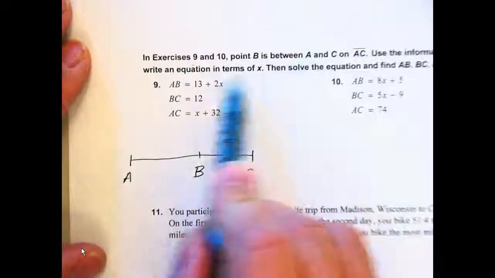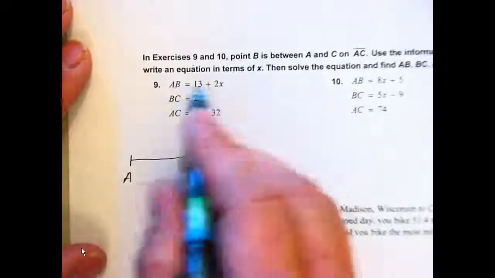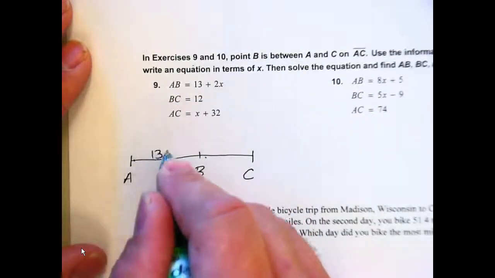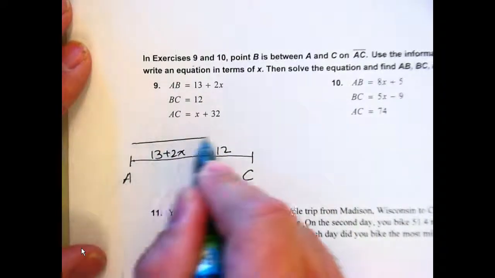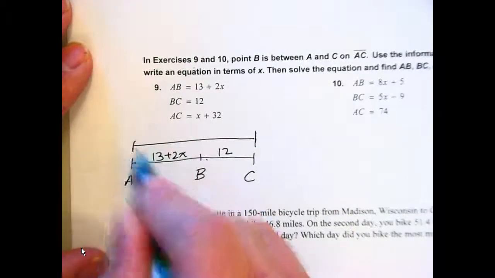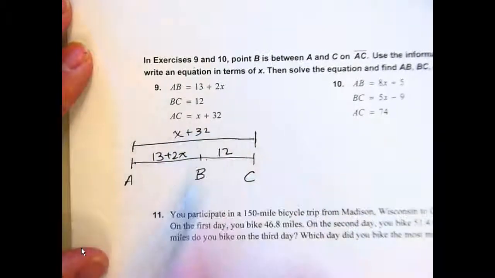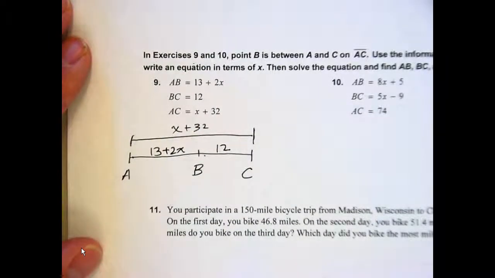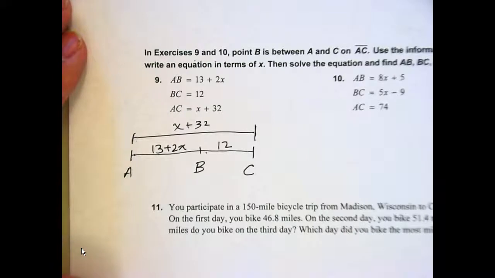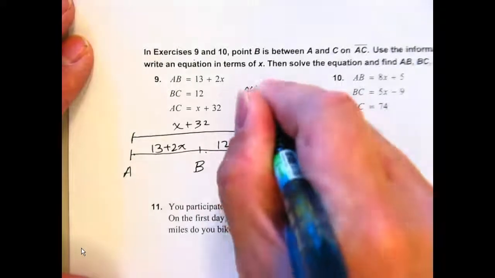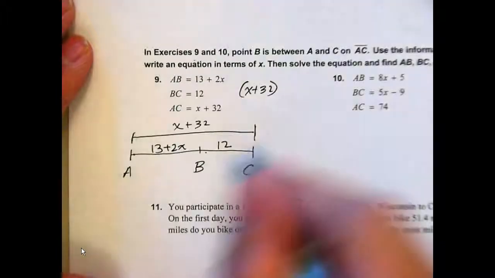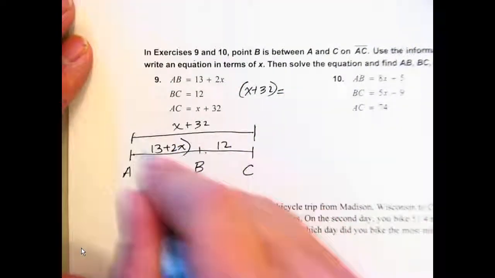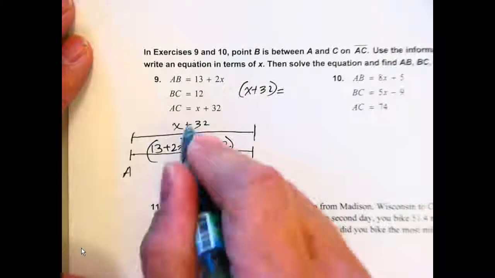Use the information to write the equation in terms of x. Well, if the length of A to B is 13 plus 2x, and the length of BC is 12, and the length of AC, so from here to here, is x plus 32, we need to write an equation to solve that. How many of you can see the equation? What has to make up x plus 32? Cynthia? Good. These 2 pieces make up this.